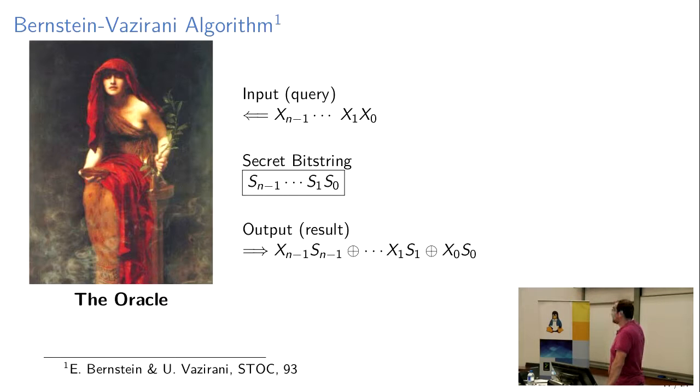So let's say you have an oracle, and the oracle has a secret bit string, and you don't know what that is. You can ask the oracle a question, which is you give it a bit string. It will give you the dot product output. So let's say the secret is all ones. If you give it the bit string 0, 1, 0, 0, you would get back 0, 1, 0, 0. And the goal is to find out what that secret is by only asking with an input bit string.